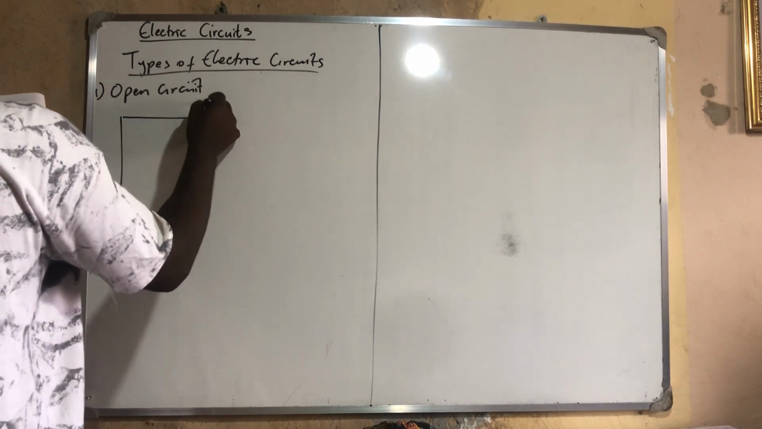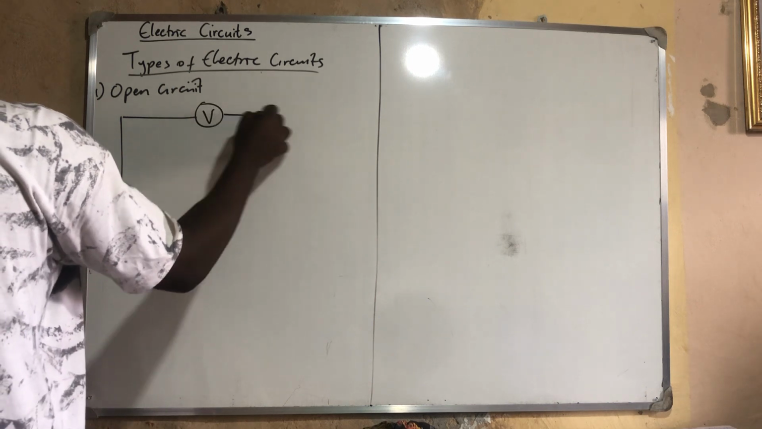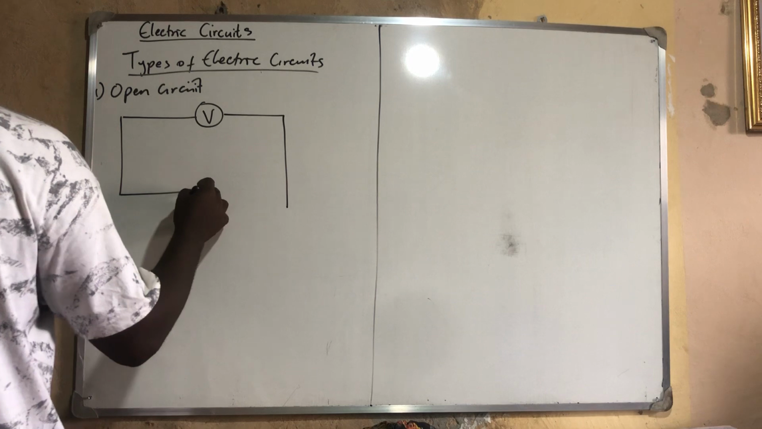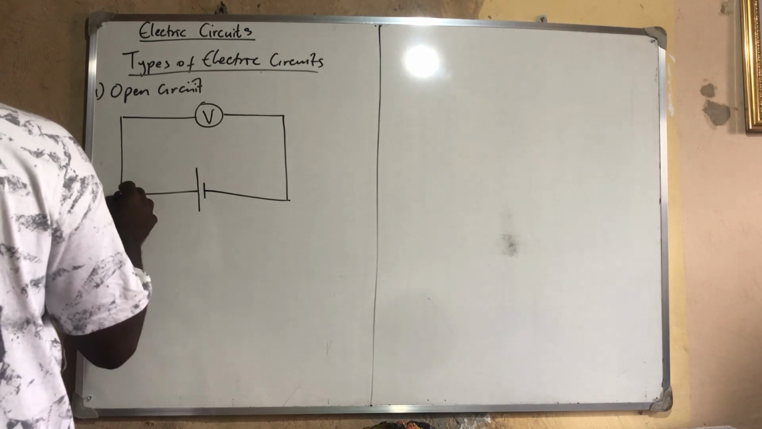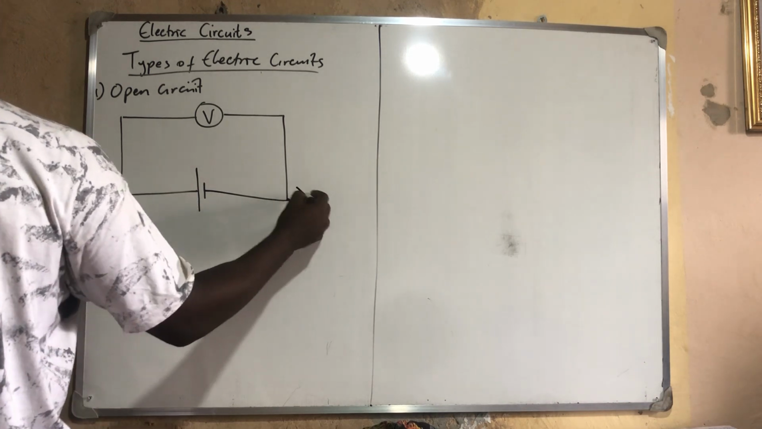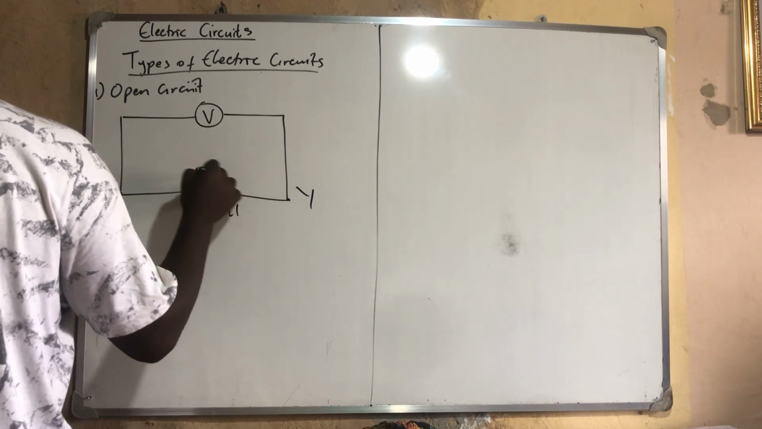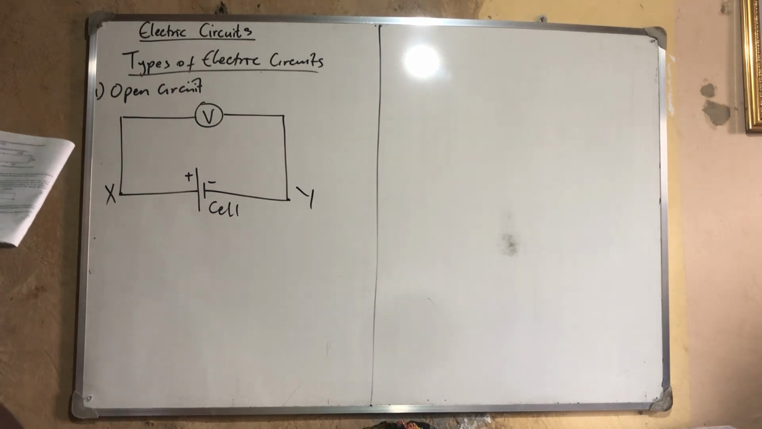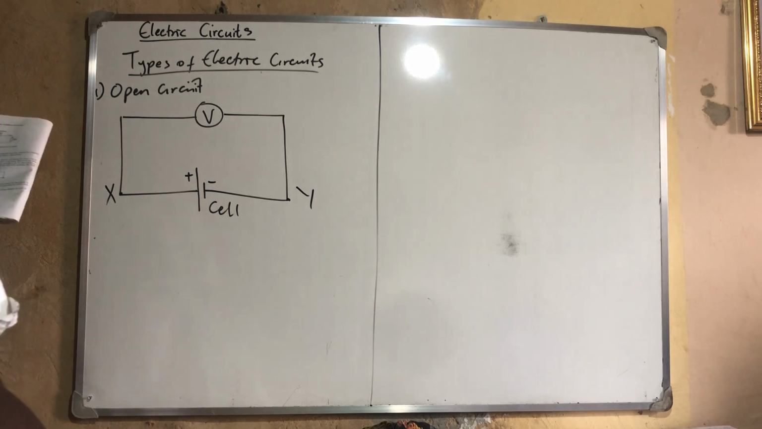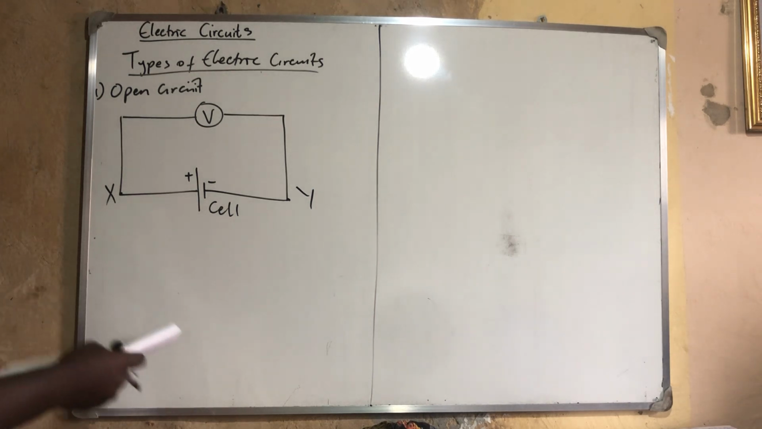In an open circuit, there is no external resistance connected. We only have the internal one. No external resistor connected. I have this point X and this point Y, and here is my cell. This is the negative and this is the positive. This is an open circuit. Therefore we say that the voltage of an open circuit is equal to the EMF of the source or cell. As the name implies, the electromotive force EMF of a cell is regarded as the force that pushes electrons through a circuit.